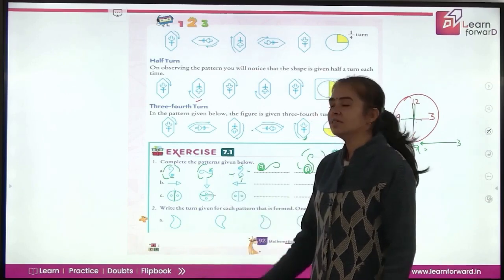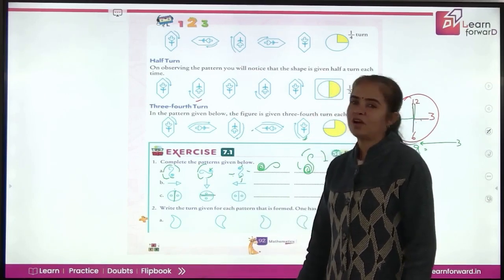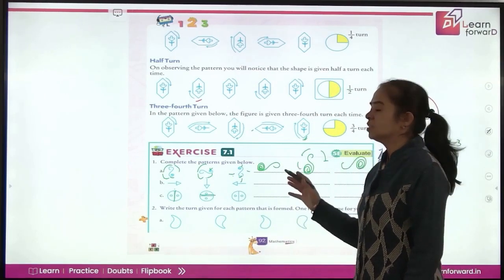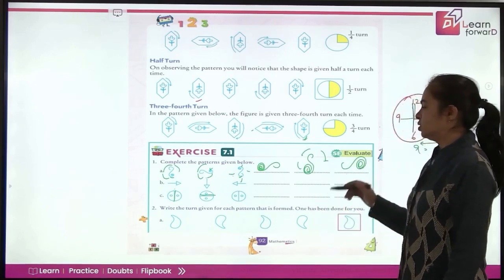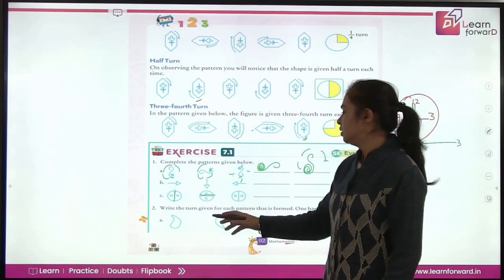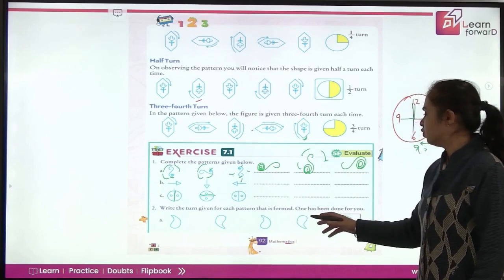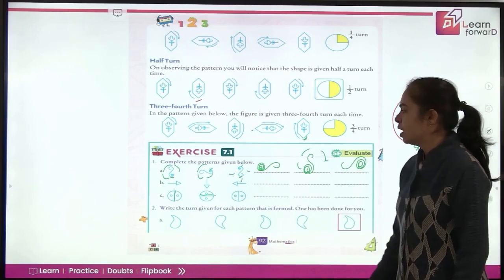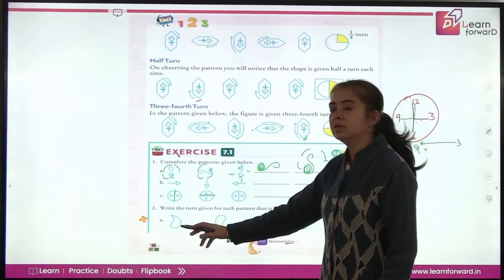So which turn is it? It is again a 1/4 turn. So just observe and then draw the next 3 pictures. Now write the turn given for each pattern that is formed. One has been done for you. What is the turn here?